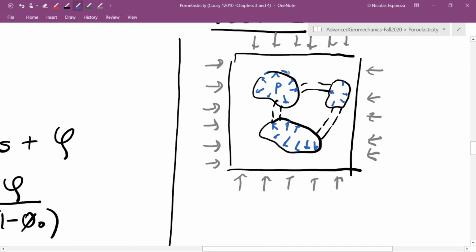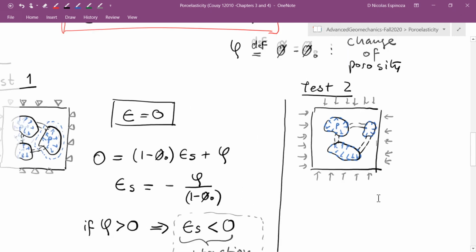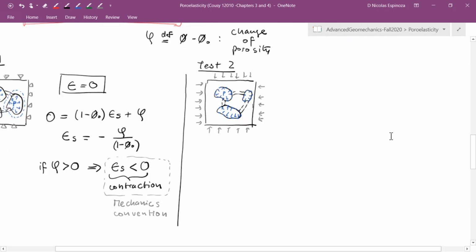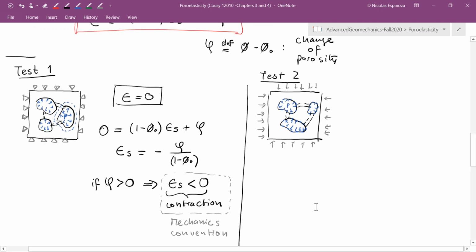Okay, so wait, my screen is not doing what I want. Okay, now this is better. All right, so after applying stress, then I also simultaneously apply a pressure, and the volume of the pores is not going to change. So what's going to happen, and how can I relate the two strains?